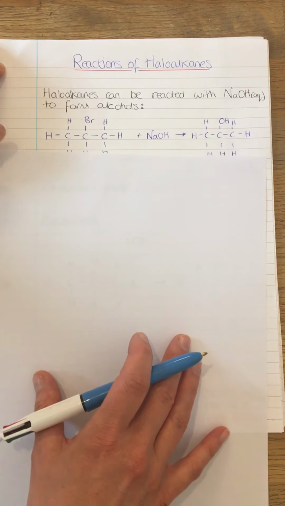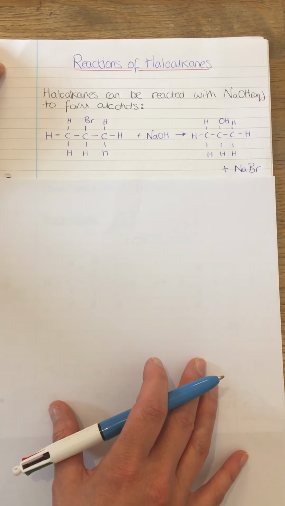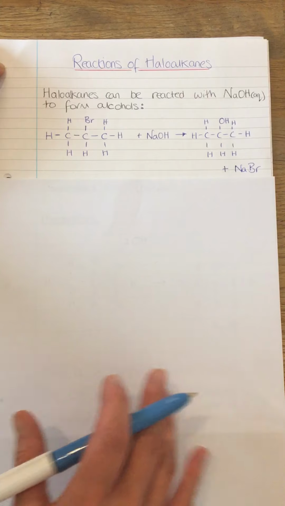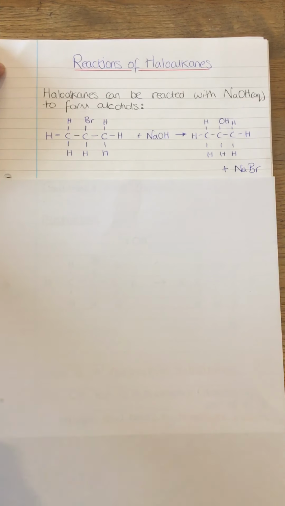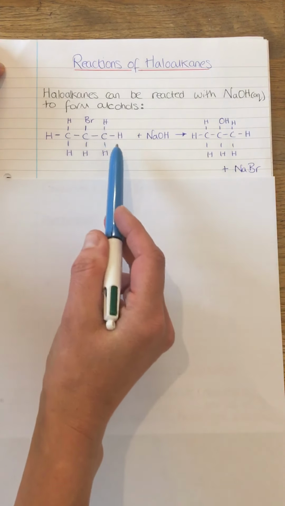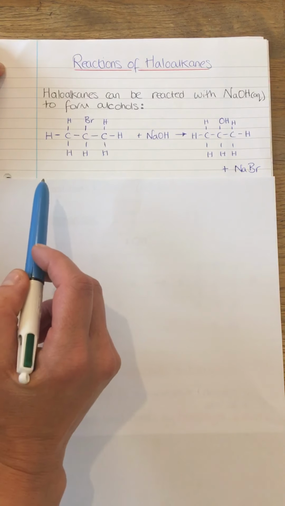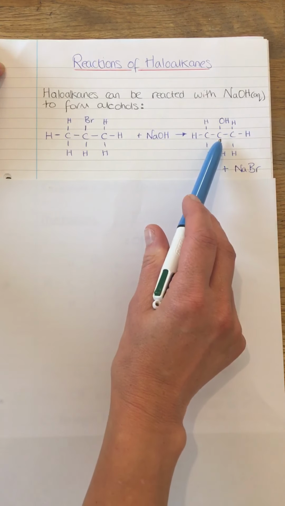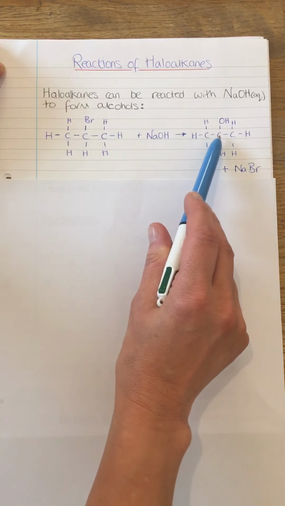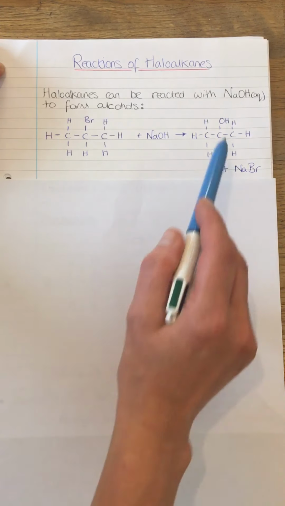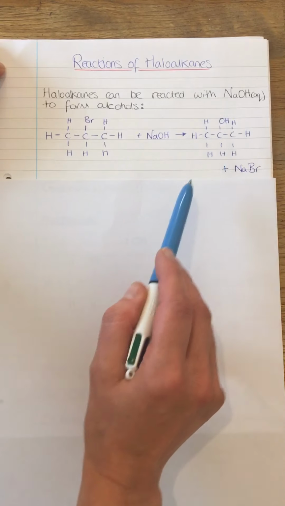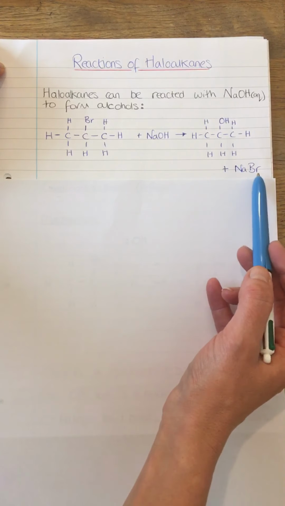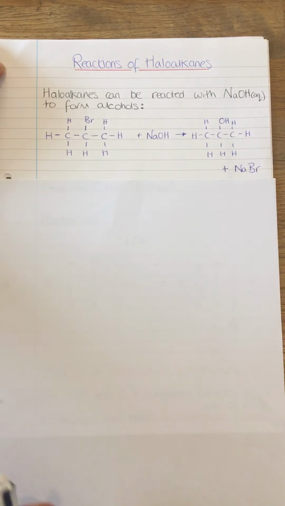So simply, if we're just looking at reactants going to products there, you can see that we've got a halogenoalkane, bromopropane, reacting with sodium hydroxide, and what's happened is the OH from the hydroxide has replaced the bromine, so it's in the same position as the bromine was. Bromine's gone, and so the other product would be sodium bromide.